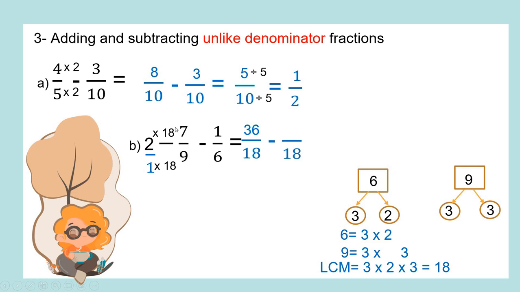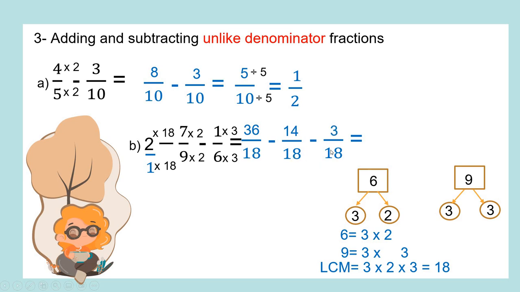Okay, what about the second fraction here? 7 over 9. I have to make it 18 again. How can I make 9 to be 18? Look here. 9 means 3 times 3. I will multiply it by 2, so I multiply up and down by 2. 7 times 2 equals 14, minus. I still have to find the equivalent of 1 over 6. Well, how can I make 6 to be 18? Once again, look here. 3 times 2 equals 6. I multiplied by 3, so I multiply up and down by 3. 1 times 3 equals 3.